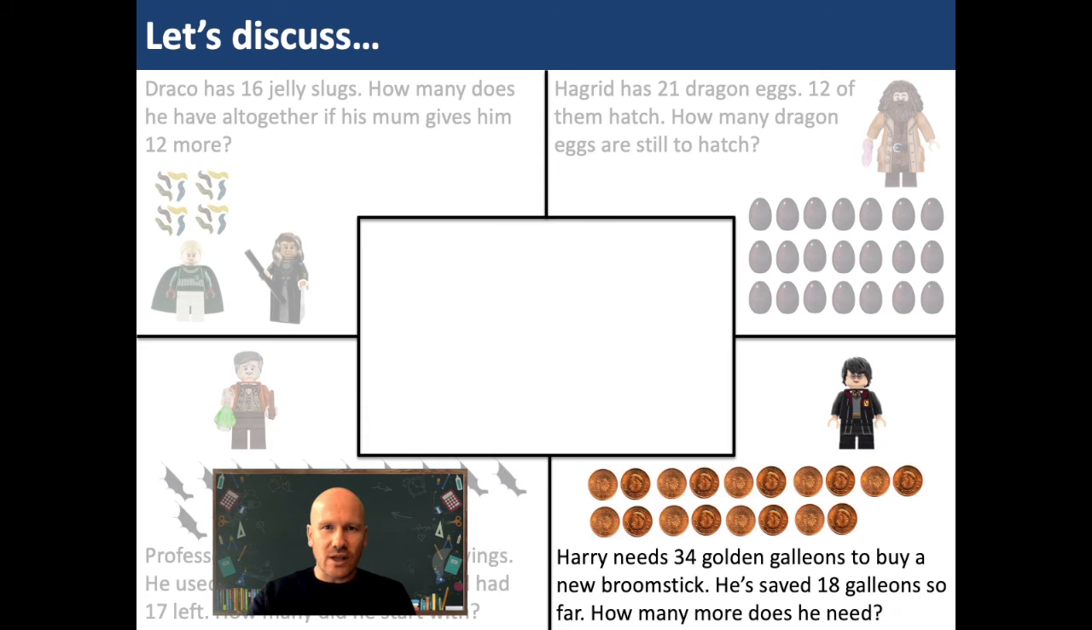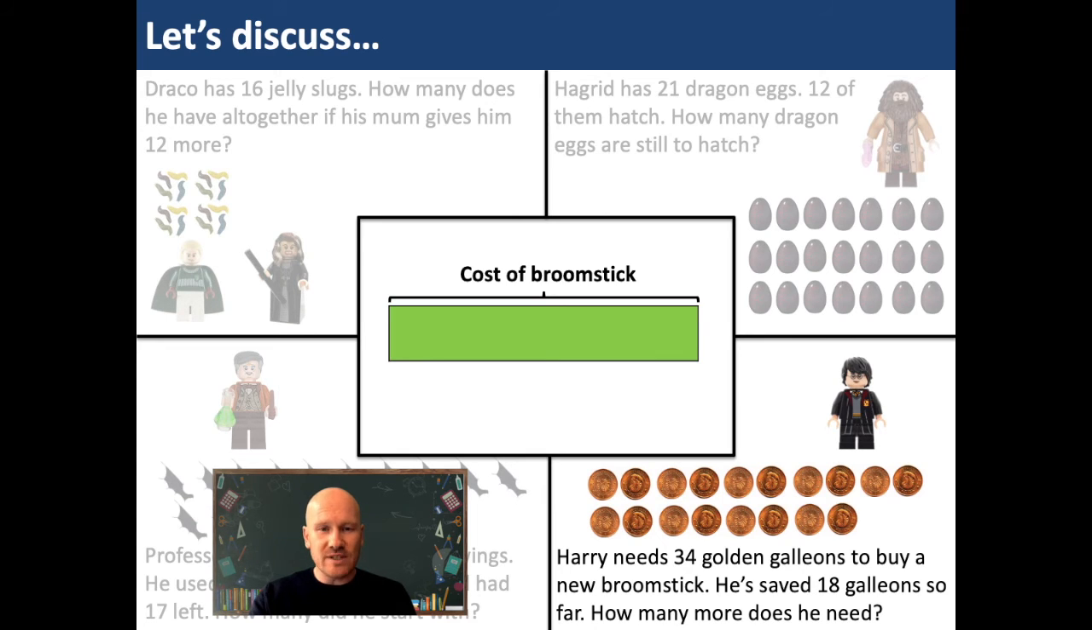Let's look at the last question. Harry needs 34 golden galleons to buy a new broomstick. He's saved 18 galleons so far. How many more does he need? And just like we've done each time, we're going to start with the bar and then describe the whole amount. And in this case, the whole amount is the cost of the broomstick.